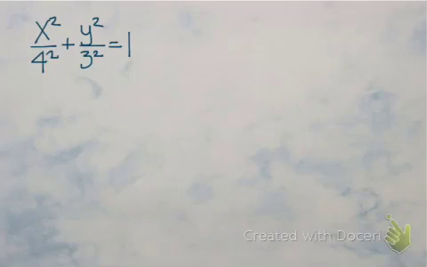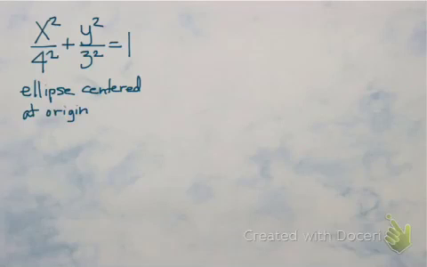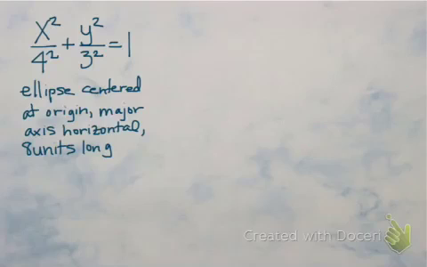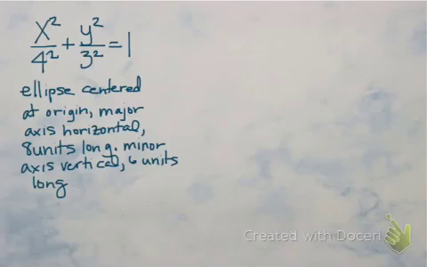So we'll do some examples. So this is an example of an ellipse that's centered at the origin. The major axis is horizontal and it's 8 units long. The minor axis is vertical and it's 6 units long.